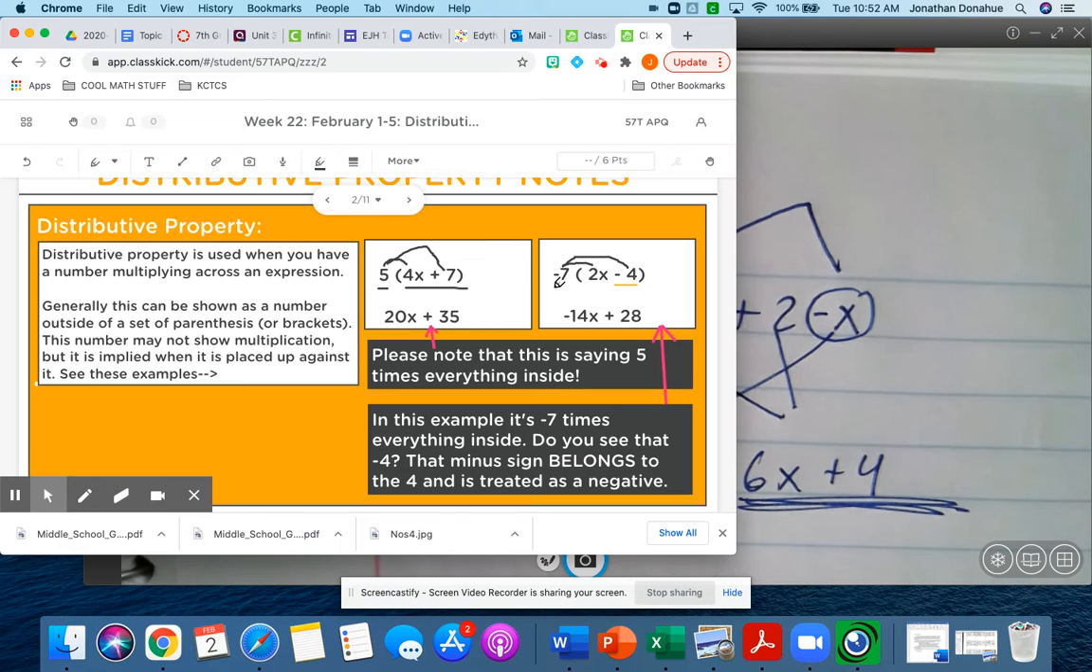Now it gets a little bit more complicated. This one says negative 7 times 2x minus 4. Now I did put an extra underline right under the minus 4 because you got to be careful. Negative 7 times 2x is negative 14x. I think most of us would get that. Here's where people get caught. It's -7 times -4. Remember when we said the sign in front of it counts as part of that number? -7 times -4 would be positive 28.